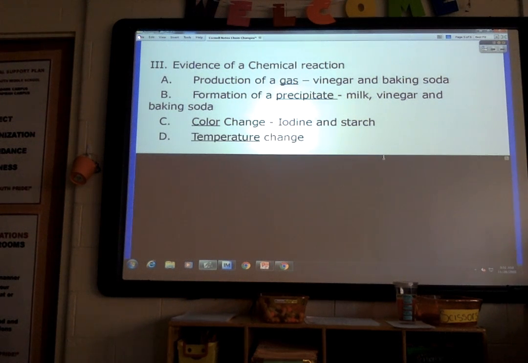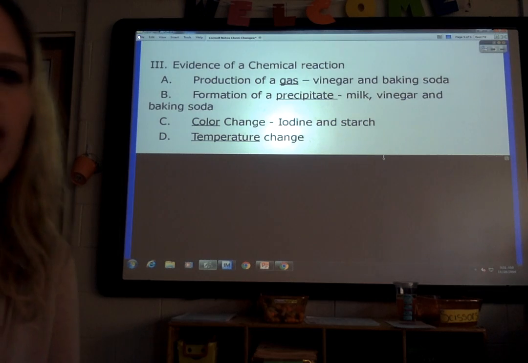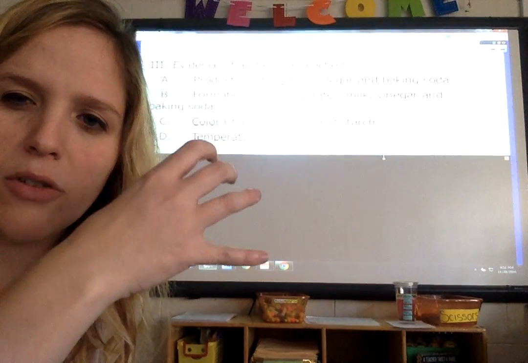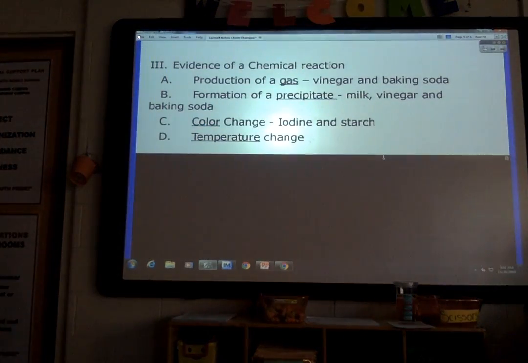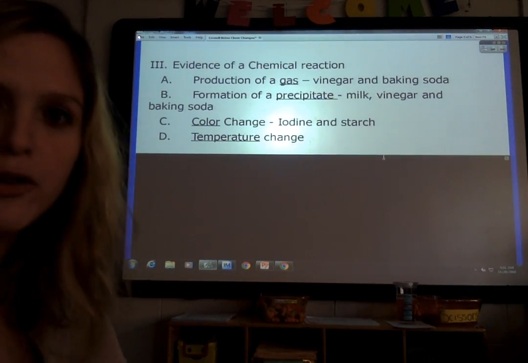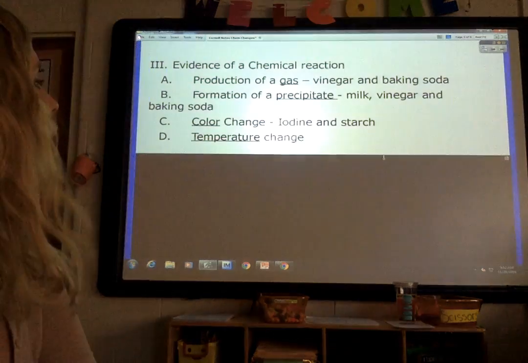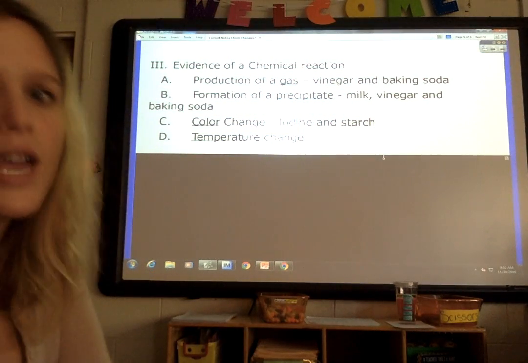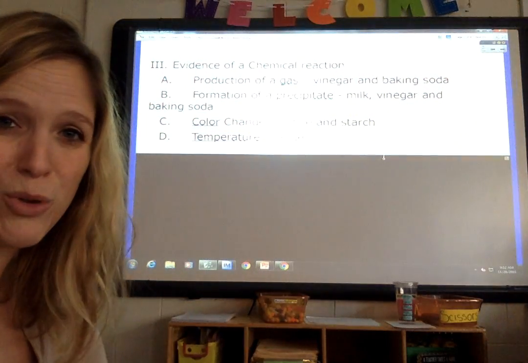Color change and temperature change. An example of color change. If you combine iodine and starch, the 2 start, so iodine is kind of a brownish liquid you might have had put on a cut or before you're getting a shot at the hospital, all right? And starch, when the 2 combine, they make a thick black paste. So color change is a clear indicator of a chemical reaction. And finally, temperature change, a change in heat, okay? A candle burning, it produces heat. This is an indicator of chemical reaction and chemical change, okay?